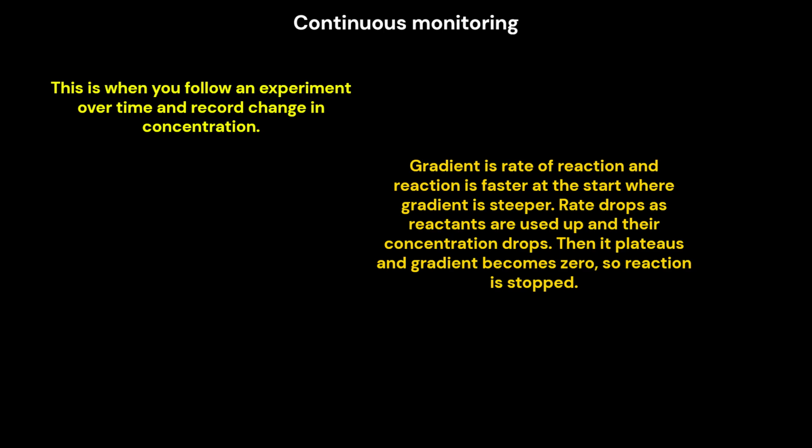Continuous monitoring. This is when you follow an experiment over time and record the change in concentration. The gradient is the rate of reaction, and the reaction is faster at the start where the gradient is steeper. The rate drops as reactants are used up and their concentration drops. Then it plateaus and the gradient becomes 0, so the reaction has stopped.